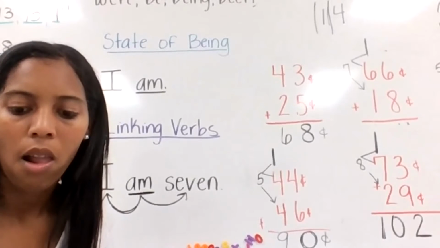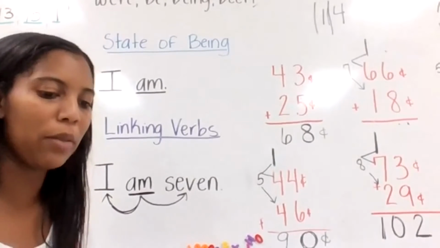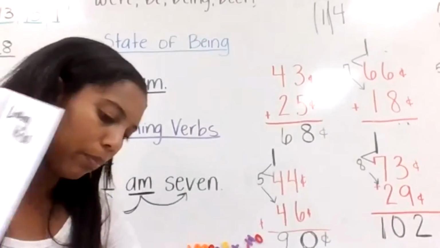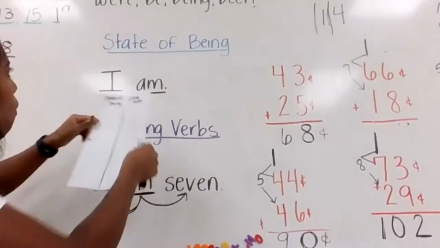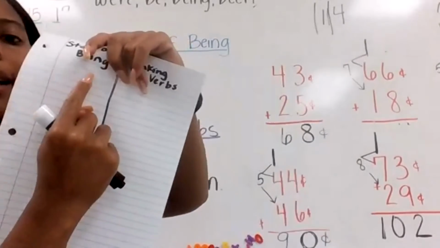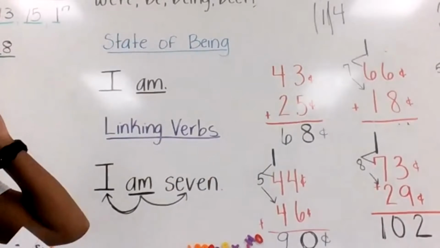All right. So let's go ahead and just start with our first one. So on this one, we'll do the I am. First part here, on this side, we had state of being. So go ahead and put I am, because that was our first sentence. It's right here. I am.